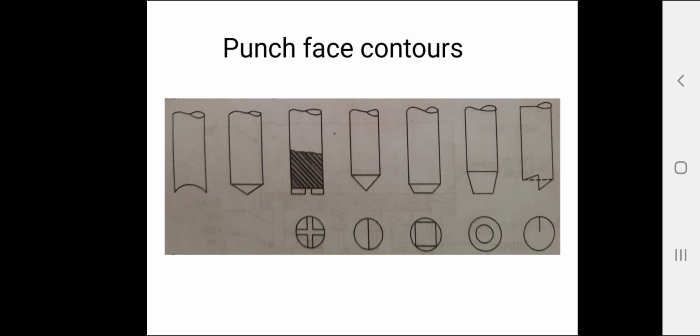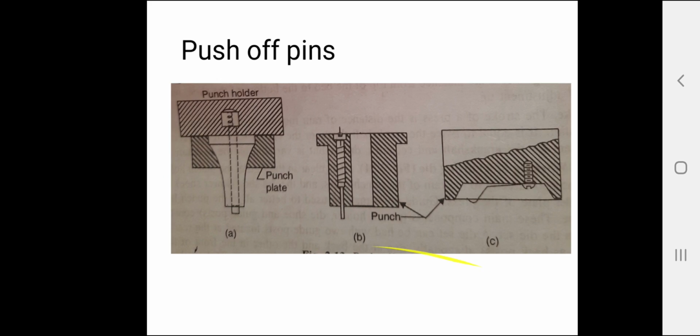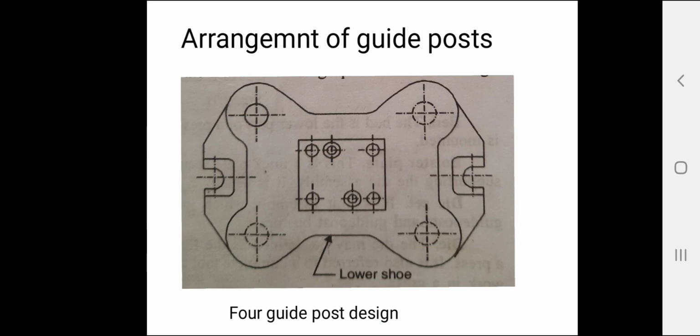Now let us move to different types of dies. What are the different types of dies? Dies may be classified according to the type of press operation and according to the method of operation. According to the type of press operations, the dies may be classified as cutting dies and forming dies. So the major classification is cutting die and forming die.